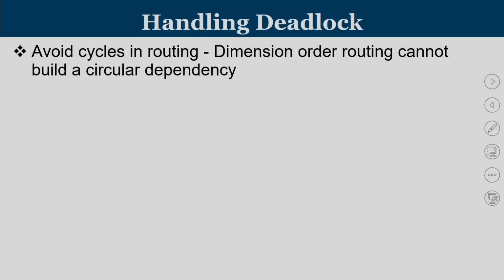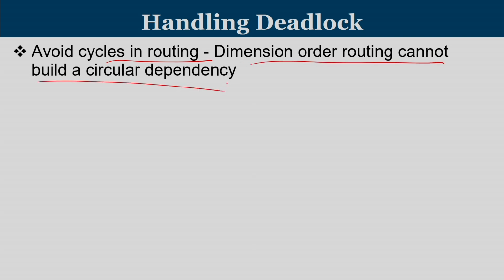Why is deadlock happening? Deadlocks are happening because of the formation of cycles. How can you handle deadlock? You have to avoid cycles in the routing. So, when you follow dimension order routing, there cannot be any cyclic formation, because in dimension order routing, either you travel along the x dimension and take a south, or you take the x dimension and go to north, or travel to west, take a south, or travel to west, take a north. So, only 4 turns are going to happen when you use dimension order routing.